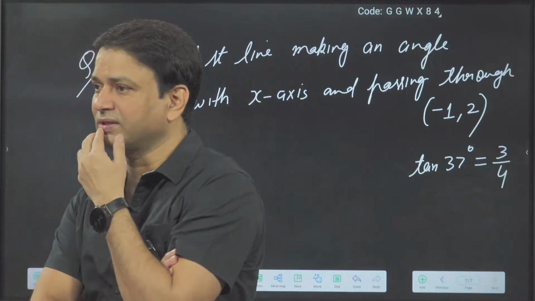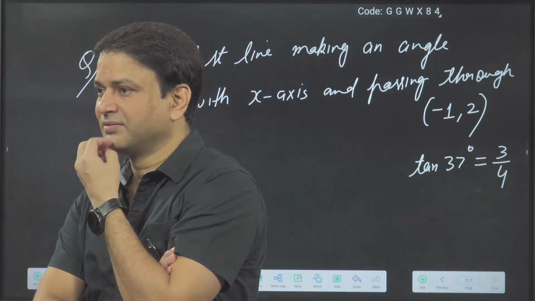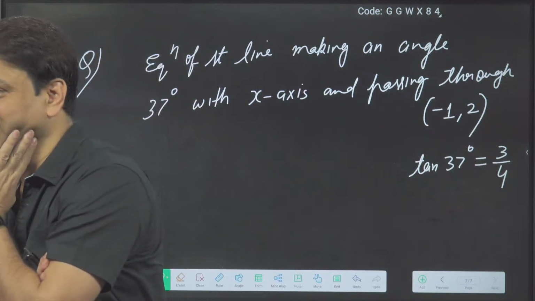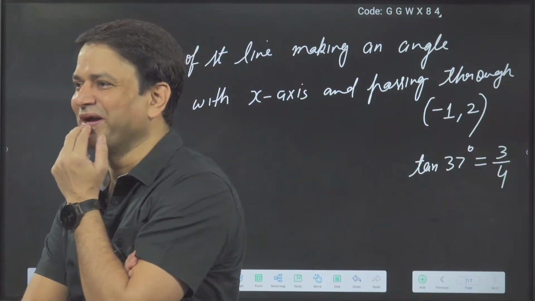Y is equal to 3x plus 5. Somebody get up now, then they are saying the last question answer. Okay. 4y minus 3x.